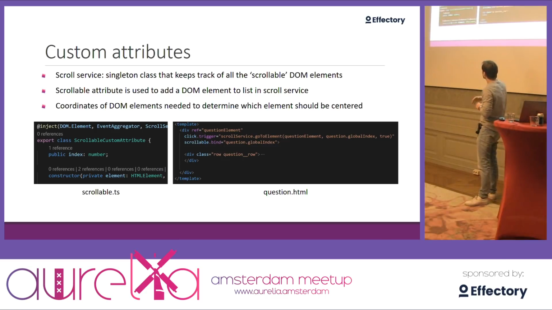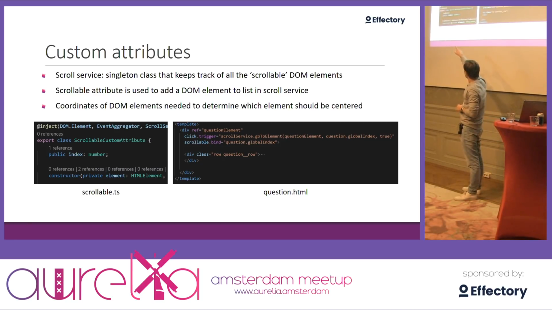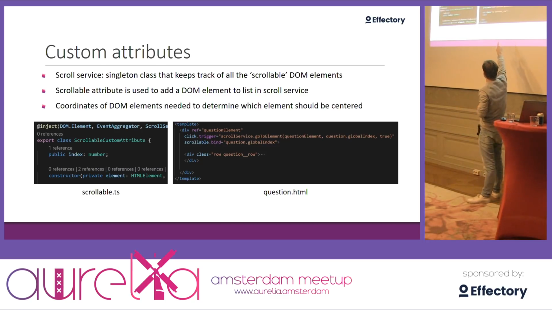So here I've created a scrollable custom attribute. Oh, you don't see the mouse. Anyway, so you see there, inject DOM.element, and then in my constructor there, I have this private element property, and that property contains that div element that I've used the attribute on. So in the HTML, it says scrollable, that's the custom attribute, and then I have that element inside my class. And in that attribute, I call the scroll surface to store that element. And then the scroll surface knows the coordinates and the height and can handle the snapping.